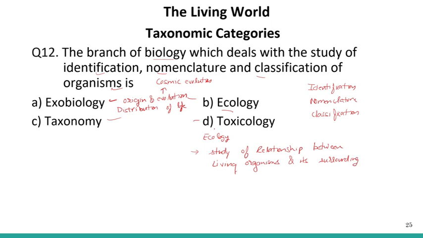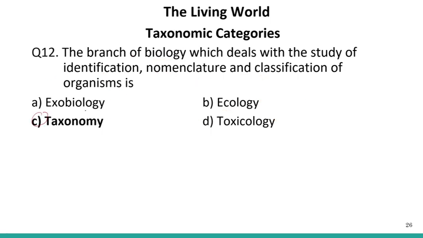Then we have toxicology. What is toxicology? Toxicology is the field of science that deals with the toxic effects of chemicals or some substances, say on humans or on the environment. So this is also not correct. Ecology is also not correct. So the branch of biology which deals with identification, nomenclature, and classification should be option C, taxonomy.